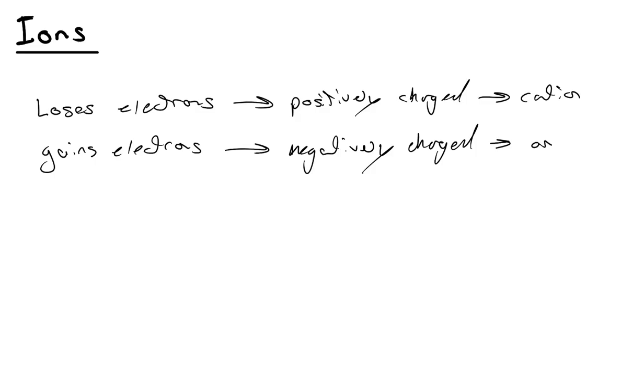And if it gains electrons, it'll become negatively charged, which is an anion. Now, I don't really have a method for knowing the difference. You just kind of have to memorize this, but a positively charged ion is a cation and a negatively charged ion is an anion.